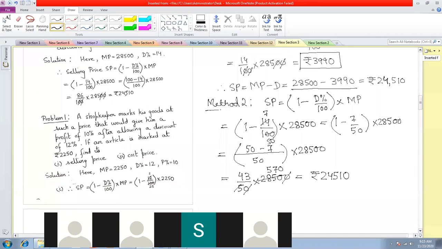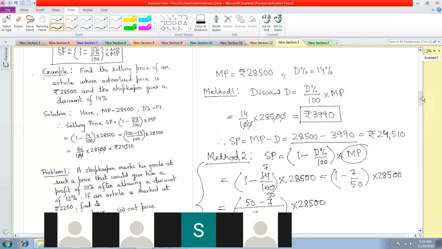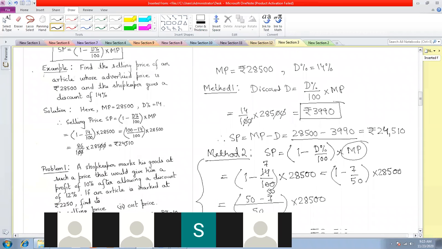So if you see, in method 2, I have calculated the selling price directly from the mark price. But in method 1, what I have done is I have first calculated the discount and then subtracted it from the mark price to get my ultimate selling price.